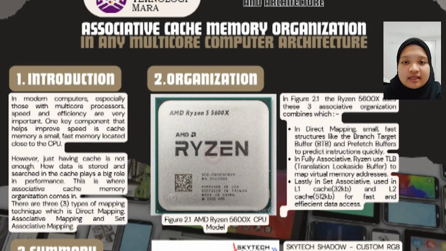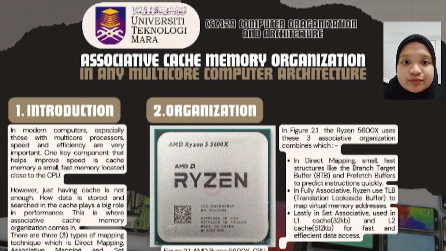In organization, let's look at Figure 2.1, the AMD Ryzen 5600X CPU, as an example. This CPU uses a combination of all three mapping techniques. In direct mapping, small fast structures like the branch target buffer and prefetch buffers are used to predict instructions quickly. In fully associative mapping, the Ryzen CPU uses the TLB, translation look-aside buffer, to map virtual to physical memory addresses. And in set associative mapping, Ryzen uses L1 cache, which is 32 kilobytes, and L2 cache, 512 kilobytes, for fast and efficient data access.